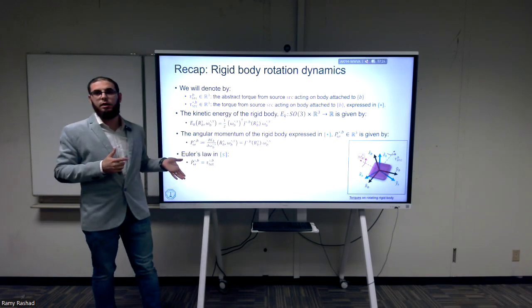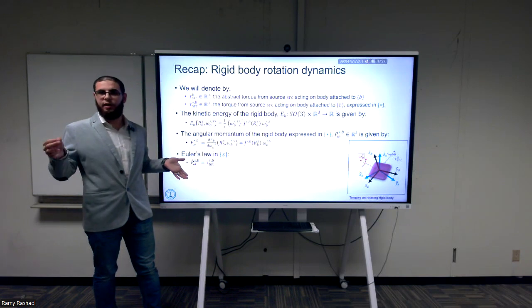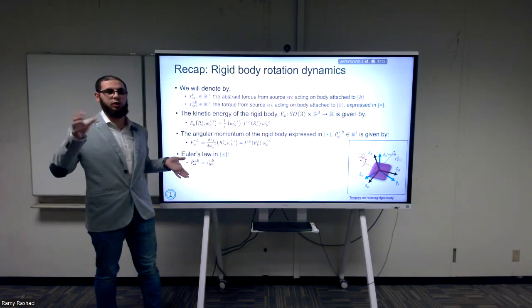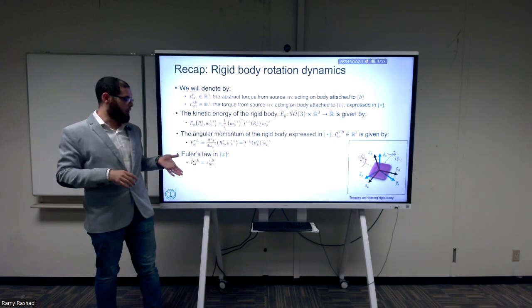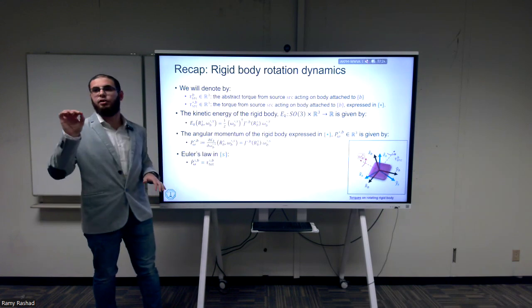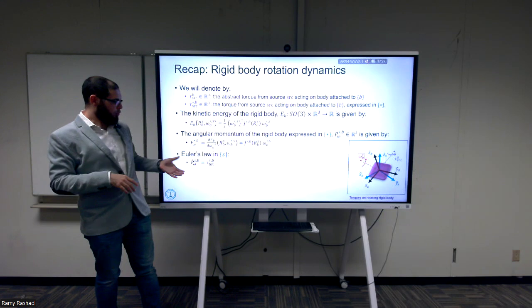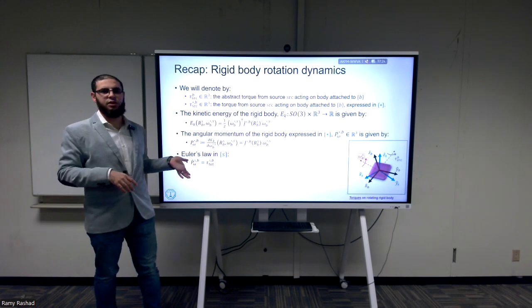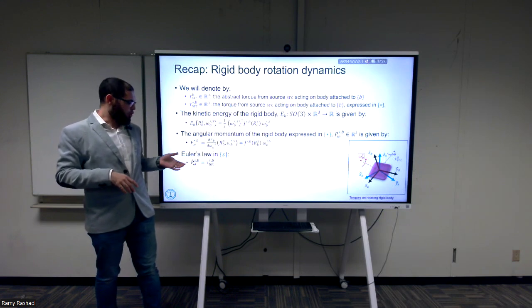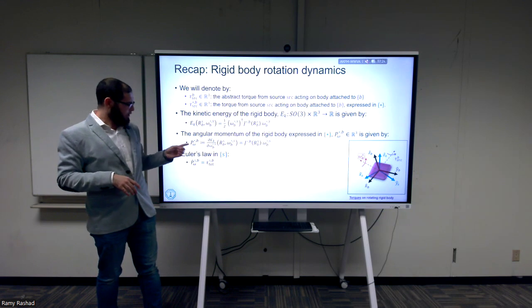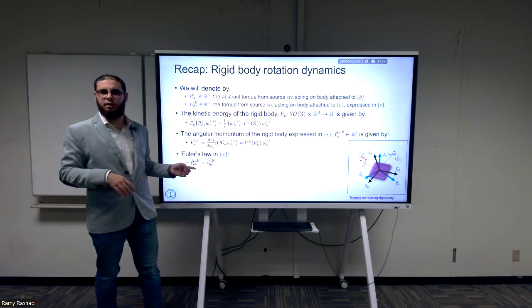And Euler's law, again, states that the rate of change of angular momentum is equal to the total applied torques on this rotating body, provided you're looking at a stationary frame. And we said that we're not usually interested in the stationary frame, because when we do that, we get a coupling between the momentum dynamics and the rotational dynamics.